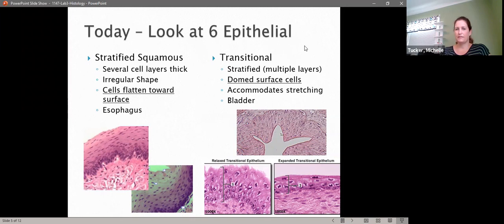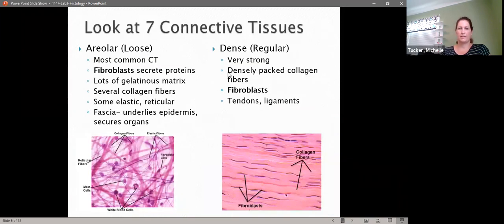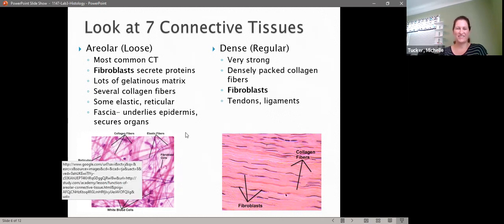So those are the 6 epithelial. Now we're going to look at 7 connective tissues. As I've done in bold, you need to know what the cell type is for each of these connective tissues and then where they're found. There are a few where you don't really need to know the location. We start off with one of those.